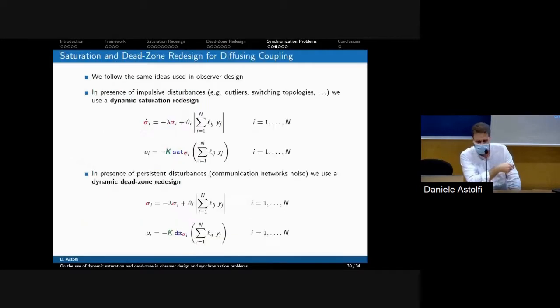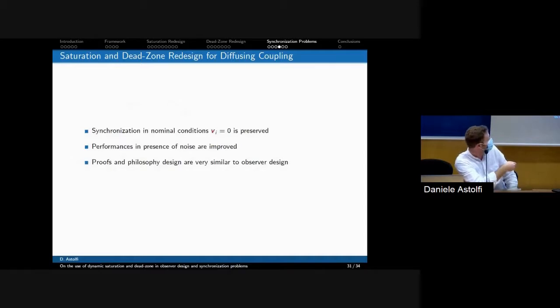And so, again, what we have done is to reuse the same idea. Each agent, instead of using the linear coupling term, modifies it by adding this saturation or dead zone redesign. So you correct it in a smart way, let's say. I will not give the theory because it is basically the same: if you have a network and you make your design so that you achieve consensus in an ISS way, you apply the redesign technique and you preserve your ISS condition. I will just show some pictures because, as I wrote, proof and design philosophy are very similar.